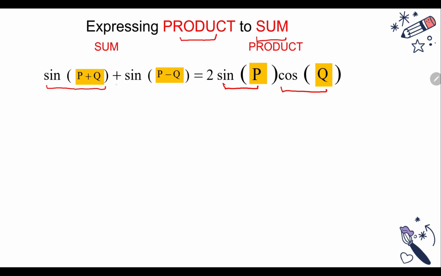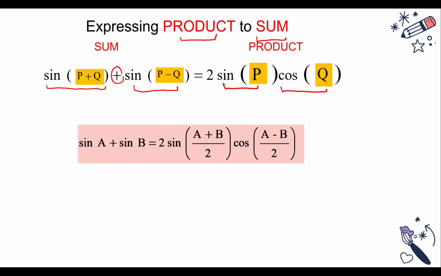This is the sum: sin(P plus Q) plus... Okay, so that is the summation. Sometimes, according to the formula, it might also be a difference. Now, to do this we are actually using the factor formula. I hope you remember the factor formula that we have learned before. This is one of the factor formulas: sin A plus sin B equals 2 sin((A plus B) over 2) cos((A minus B) over 2).